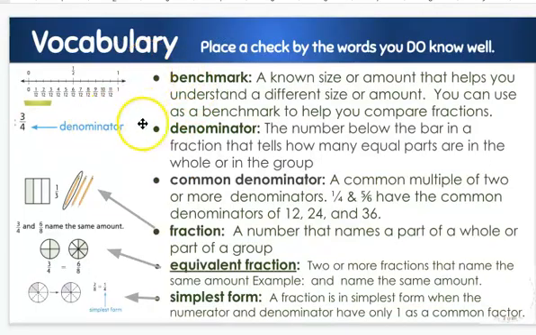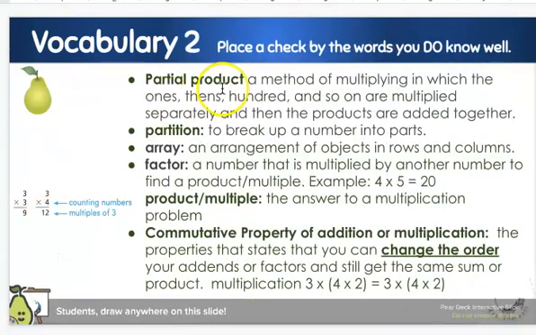All right, these are our new vocabulary words. Go ahead and pause the video to take a look at what they mean. We have benchmark fraction, denominator, common denominator, what a fraction is, equivalent fraction in simplest form. And on the other side, we have partial product again, partition, the act of breaking up into parts, array, factors, product and multiples, and the commutative property.